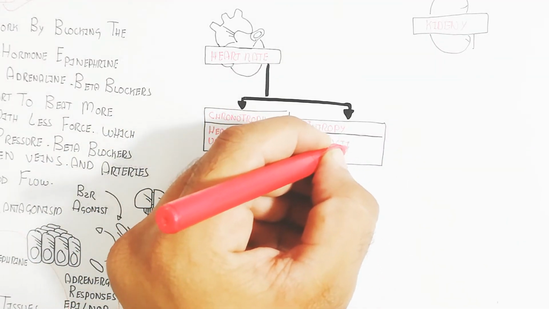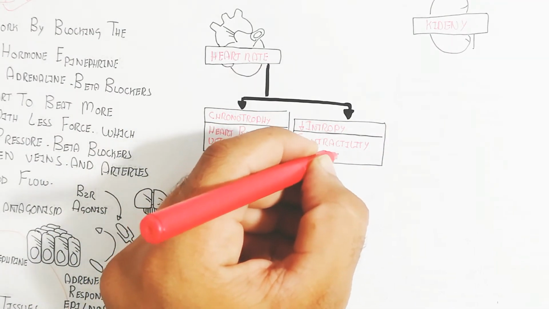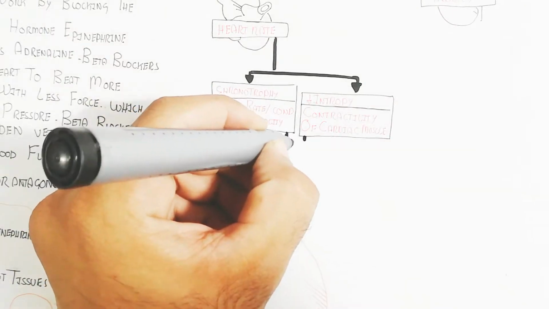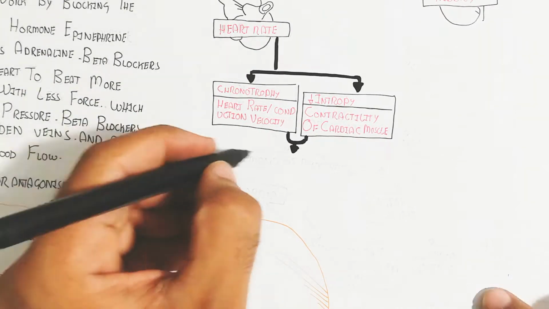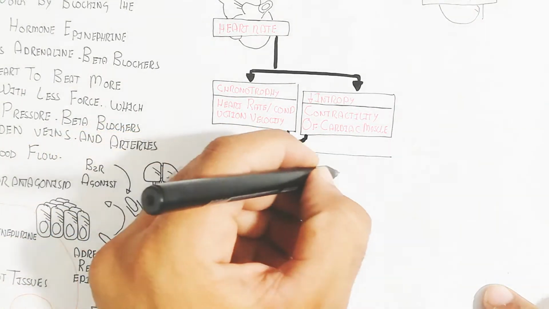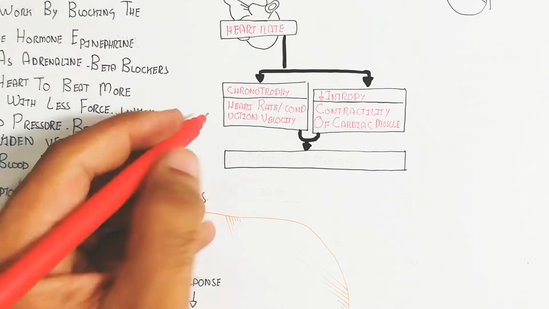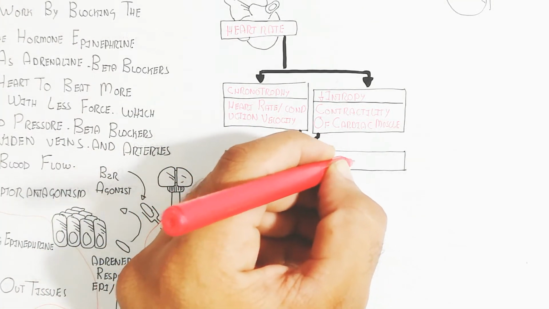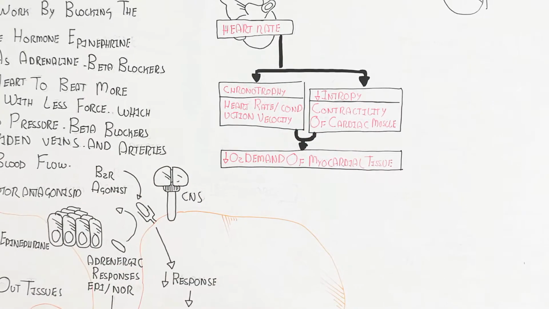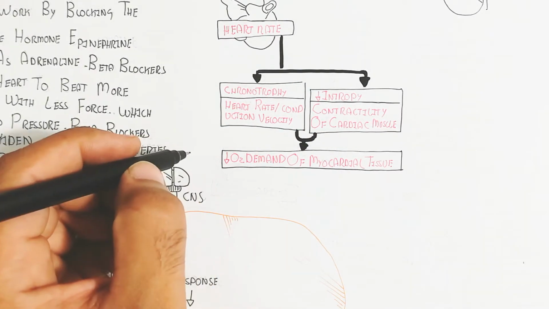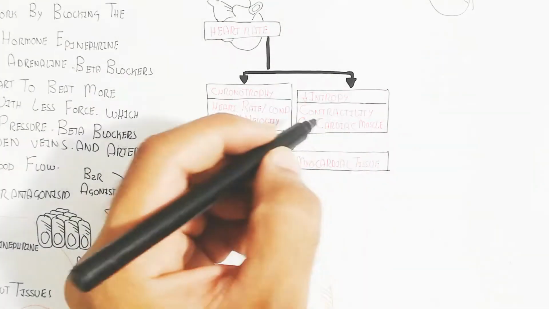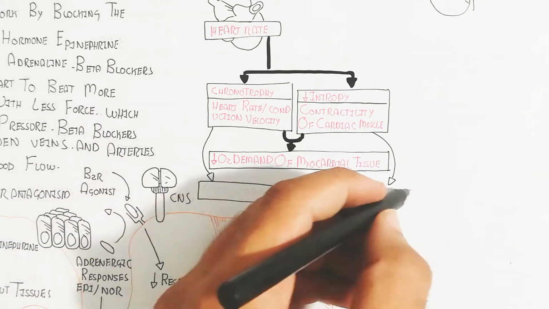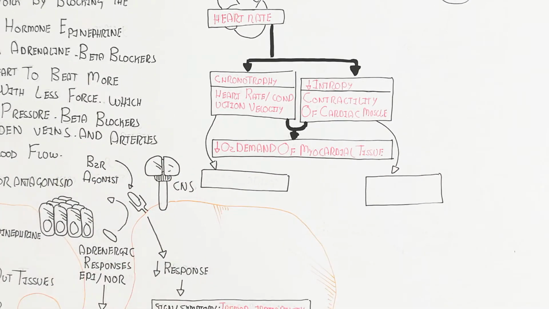The chronotropy is the heart rate and the conduction velocity will be changed, and the inotropy will be decreased. In this way the contractility of the cardiac muscle will be decreased. Both effects will lead to decreased oxygen demand of the myocardial tissue, because decreasing the heart rate will not require too much energy. In this way the aerobic respiration will decrease basically. So the bradycardia will occur.